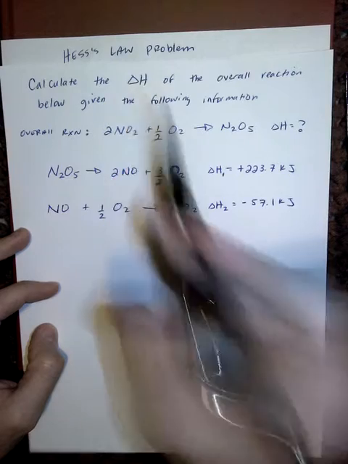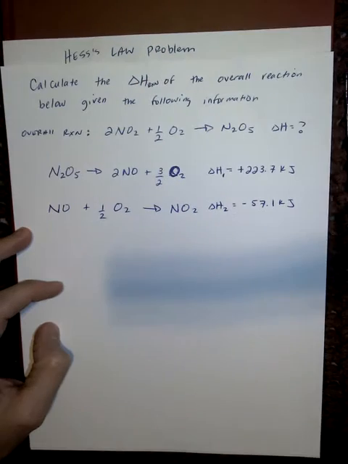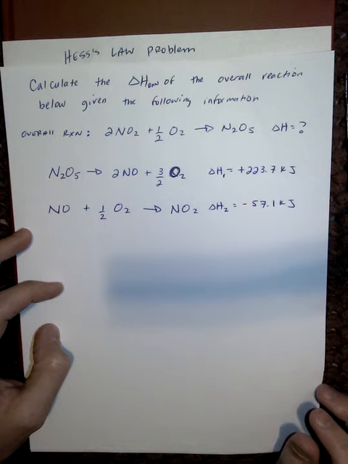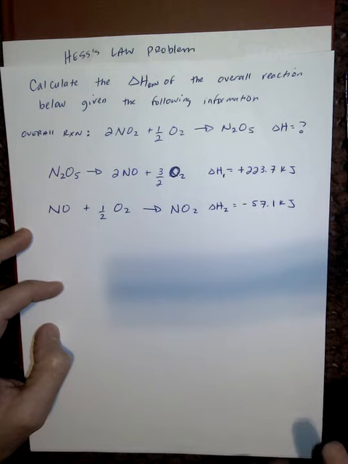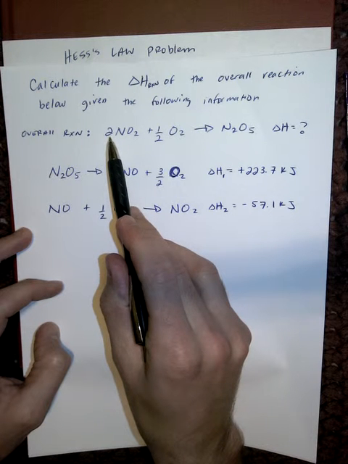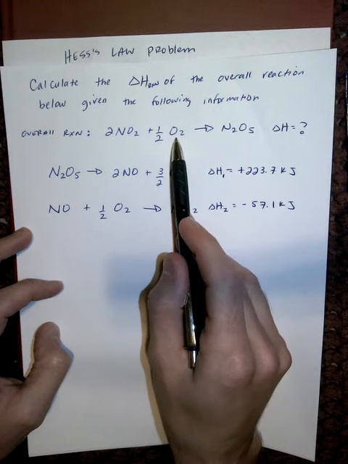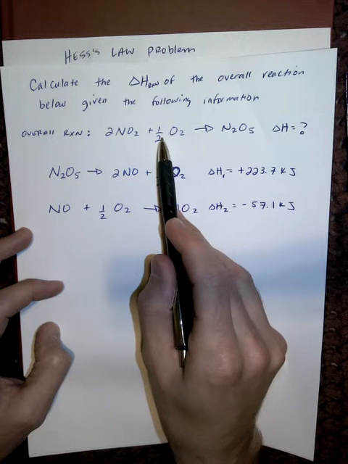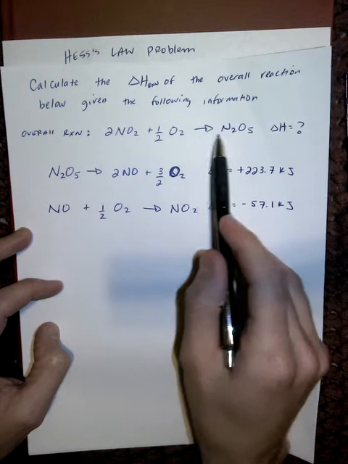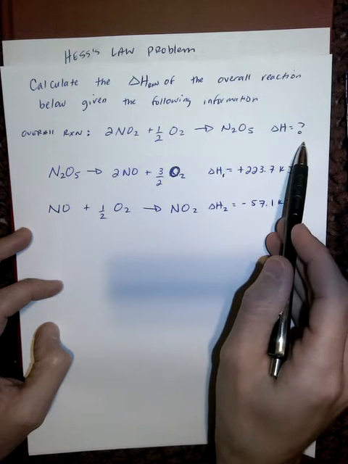You have to figure out the delta H, usually for an overall reaction given below, and then you've got some step information or other reactions that you can use to build this overall. The overall we're going to look at is 2 moles of NO2, nitrogen dioxide, plus half a mole of O2. Remember, that's that weird fraction of moles. And that's producing N2O5. We want to know the delta H of that process.